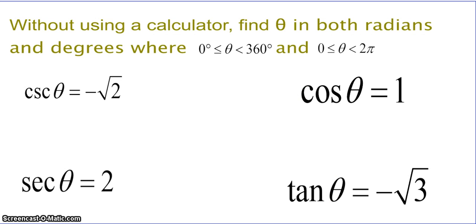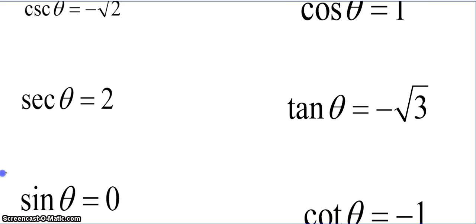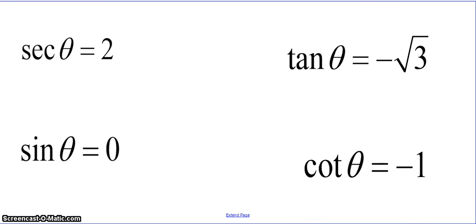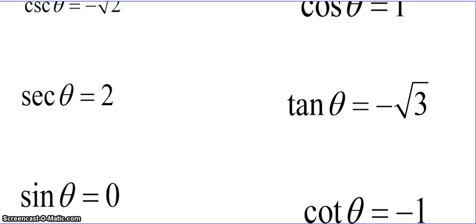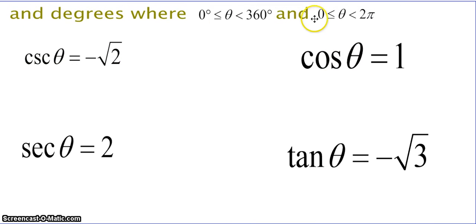Alright, last example. Without using a calculator, I want you to find theta in both radians and degrees between 0 and 360. So this is what we did the other day. For cosecant of theta equals negative root 2, cosine of theta equals 1, secant of theta equals 2, tangent of theta equals negative root 3, sine of theta equals 0, and cotangent of theta equals negative 1. So pause the video and find theta for those within these restrictions. Unpause when you're ready to check.